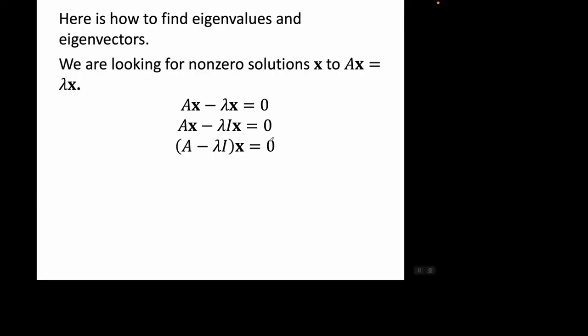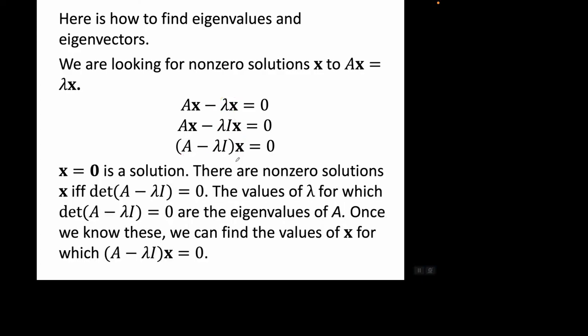Here instead is what we can do. We're going to rewrite lambda x as lambda I times x. Here I is the identity matrix, because multiplying a vector x by a constant lambda is the same thing as multiplying the identity matrix by lambda and then taking that resulting matrix and multiplying it by the vector x. That'll give you the same result. And now we can factor out x, because both A and lambda I are n by n matrices.